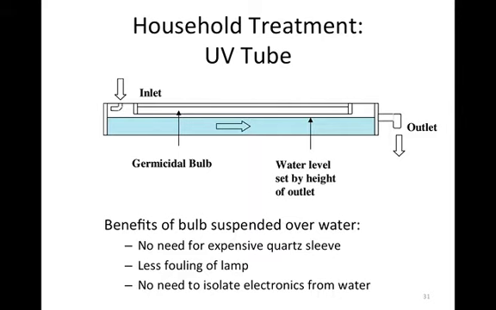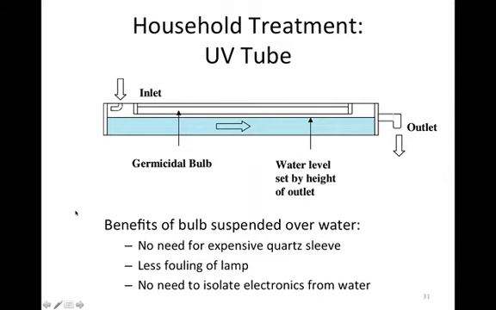And so this is a big issue in UV installations. They actually have squeegees that come and clean the lamps, and then you periodically have to take your lamp array out and submerge it in a bath of chemicals to remove the scalants. So by suspending the lamp over the water, you avoid having to do that. And then you also don't need to isolate the electronics from the water.